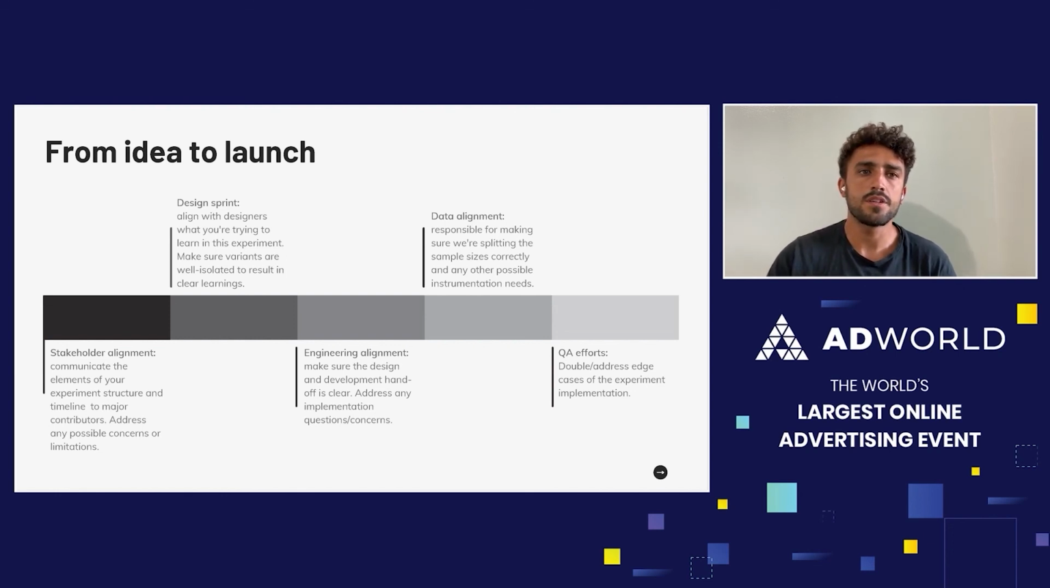And last but not least, go through a QA process. If you don't have a QA team in your company, make sure you do this with your engineer or designer to make sure that this experiment is behaving correctly.